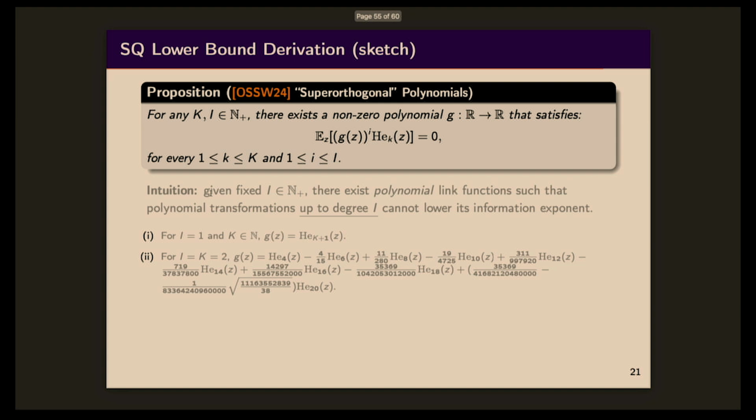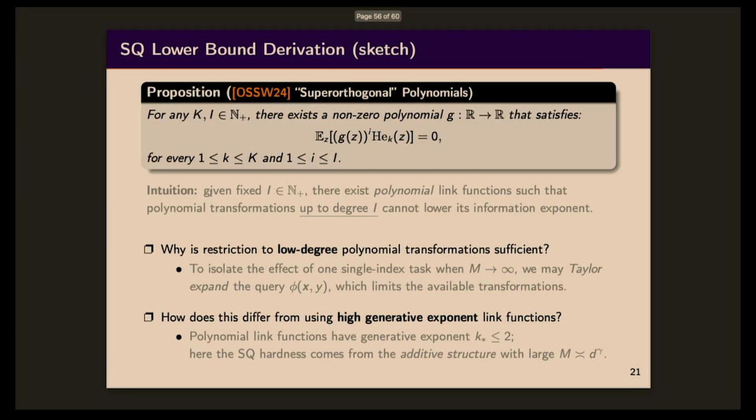Now the natural question is, why is this sufficient? Because remember, in SQ I can apply any L2 transformation. Why do I restrict myself to low degree polynomial transformations? Why is that sufficient to rule out the possibility that SQ learns this? And this is actually where we use the fact that there are a lot of tasks.